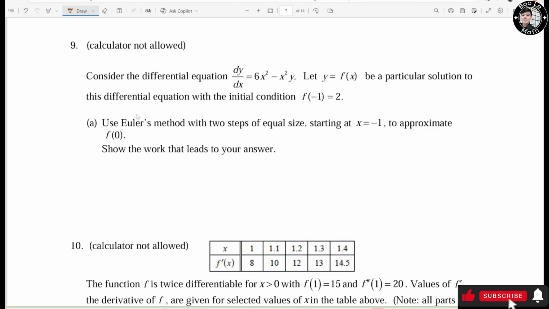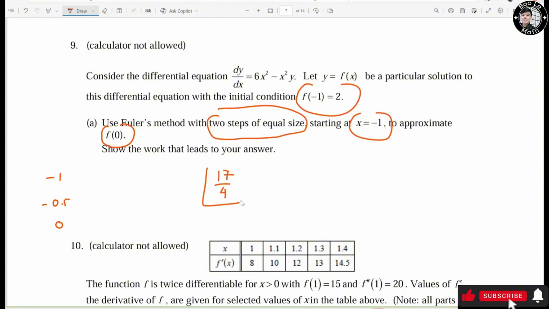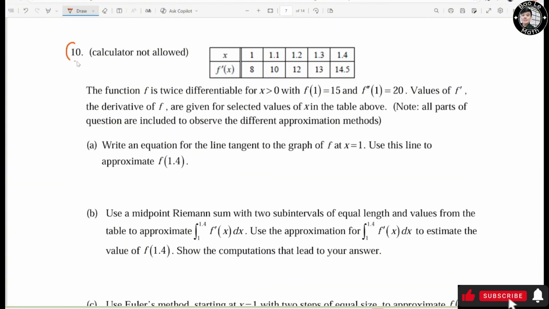Now question 9. This question is similar to the previous question, right? We have two step sizes, right? Starting at x equals negative 1, so we have negative 1 over here, and then we're going to end at 0, right? So it could be negative 0.5 and 0 right here, right? I'm going to leave this one for you to practice. The answer is 17/4.